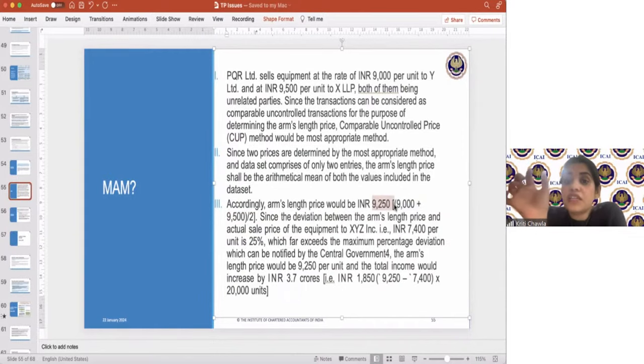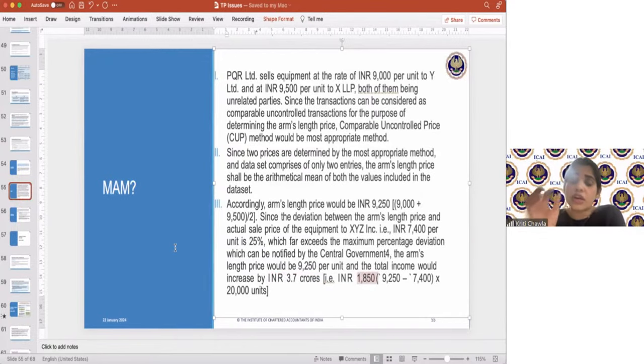Now, 9,250 is the arm's length price, and we have transacted at 7,400. That means that we have transacted at less, whereas arm's length price was 9,250. So there will be a transfer pricing adjustment out here. What will be the transfer pricing adjustment? Well, the difference, which is 9,250, the arm's length price, minus 7,400 at which we have transacted. So 1,850 multiplied by the number of units, which is 20,000. So the transfer pricing adjustment is going to be 3.7 crores, 20,000 into 1,850.